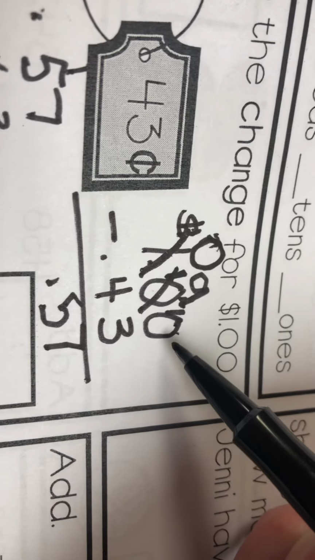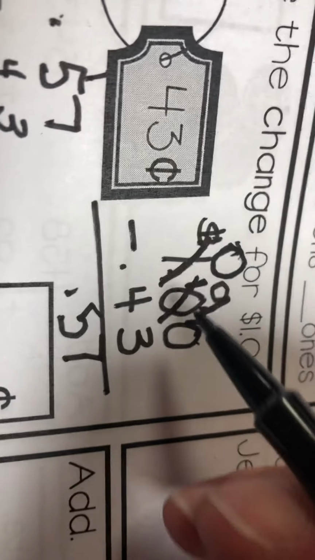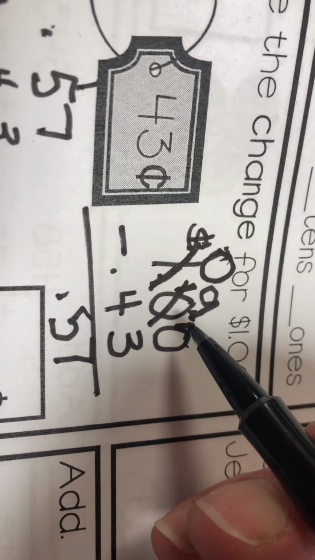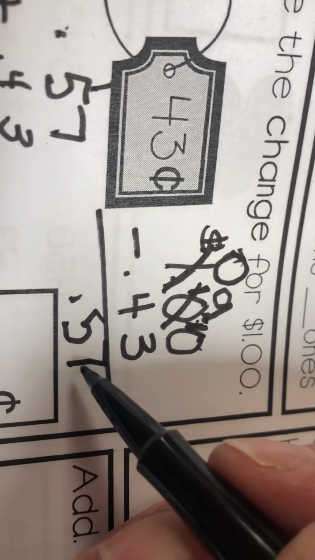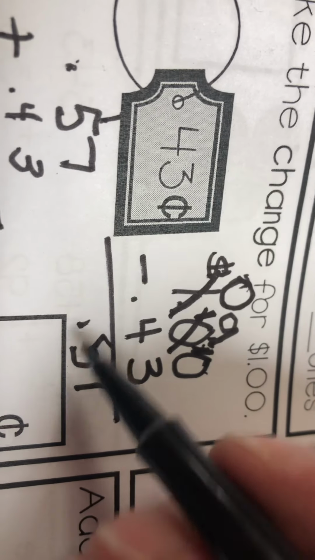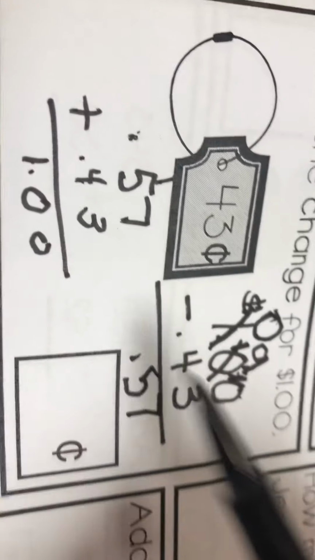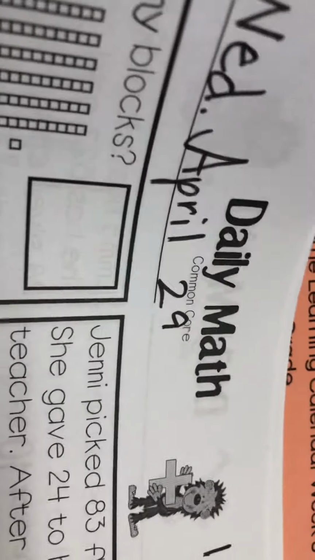All right, but now we have to go back to the ones, and we know that you can't take 3 from 0. So we take a 10, and we change it to 9, and we regroup that 10 into 10 ones. So I have 10 ones take away 3 is 7, and 9 tens take away 4 tens is 5, and we end up with 57 cents. So let's check it. We add 57 cents plus 43 cents, and we get our dollar, which is what we started with. All right, so that's page 152 on the daily math packet.